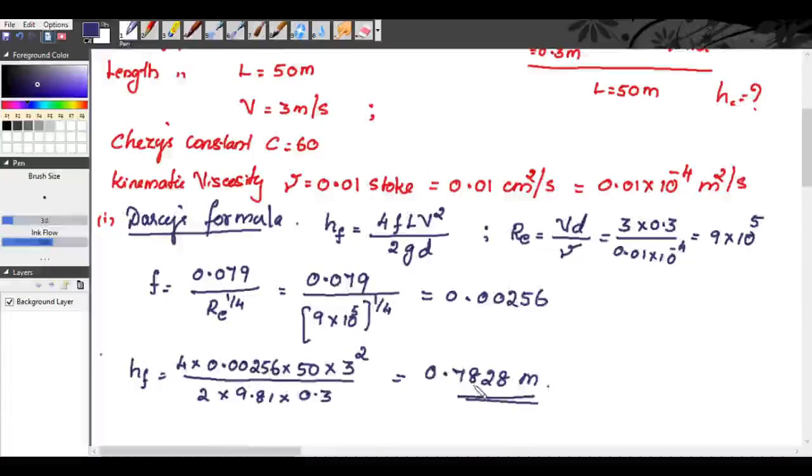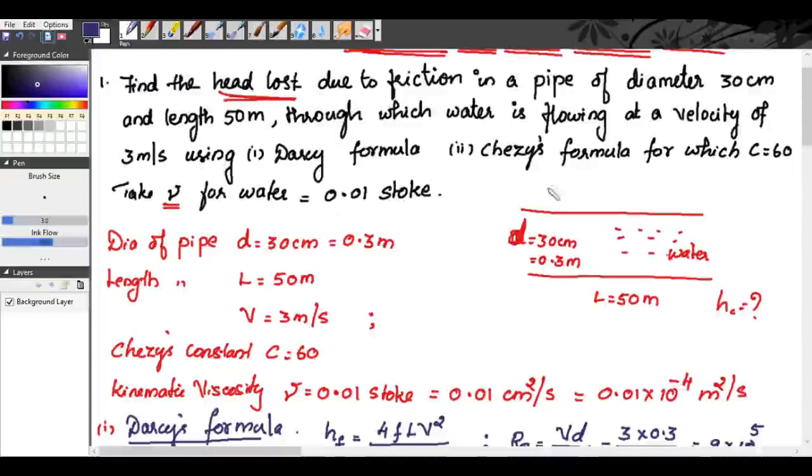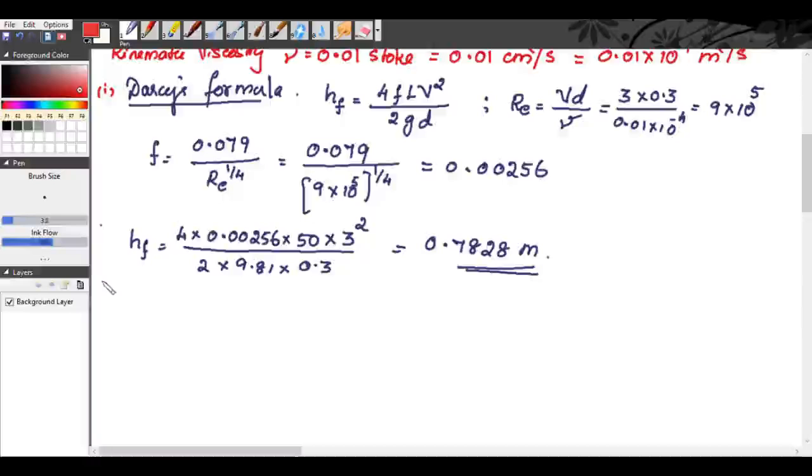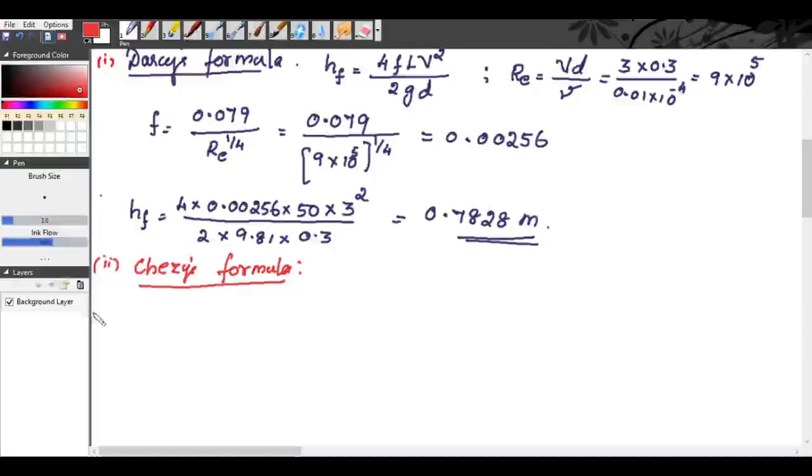Now we will move on to the second subtitle, that is using Chezy's formula. How will we determine the head loss using Chezy's formula? C is given as 60. So case 2, the second case, is using Chezy's formula. We know Chezy's formula for velocity, that is V is equal to C into root of mi. Now mean velocity is known for us. Chezy's constant C is given as 60.